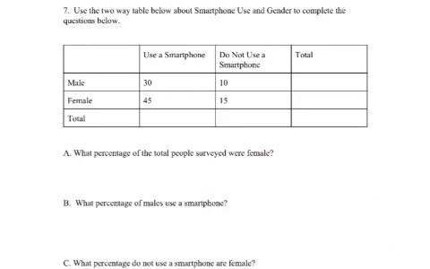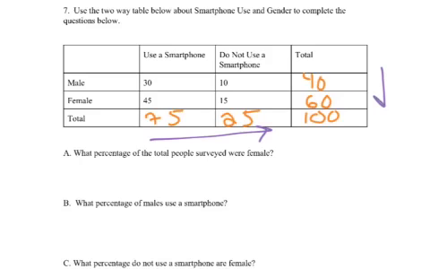I want you to try this one on your own, so pause the video. Whenever you're ready to check your answers, please press play. So for your totals, you should have had 75 people use a smartphone, 25 do not, 40 people surveyed were male, 60 were female. So my total, no matter what, should give you 100.